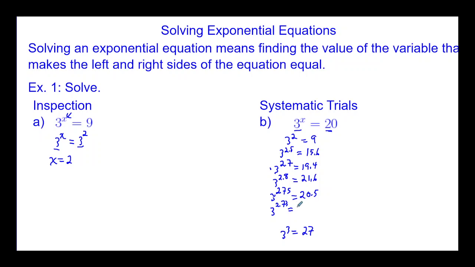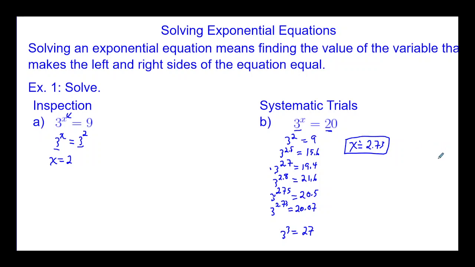And 3 to the 2.73 gives us 20.07. So to 1 decimal place, we have the correct answer here. And again, the accuracy may be sort of dictated in the question. I think this is close enough for what we're looking for. So the x value that makes this true is 2.73. So 3 to the 2.73 will give us approximately 20. So we can say that our answer is approximately equal to 2.73.